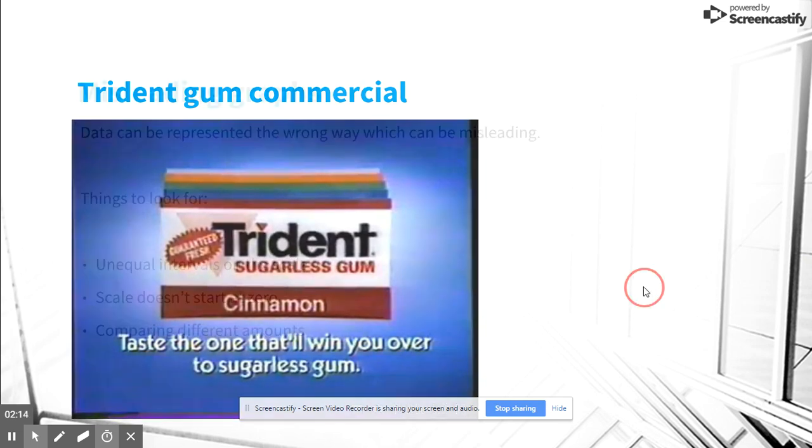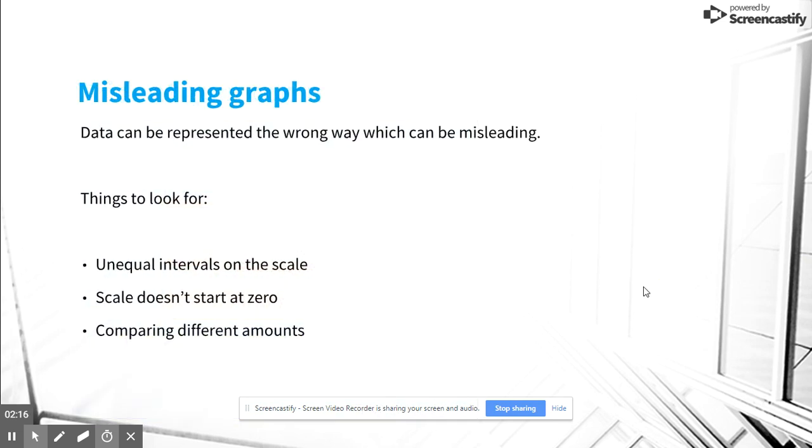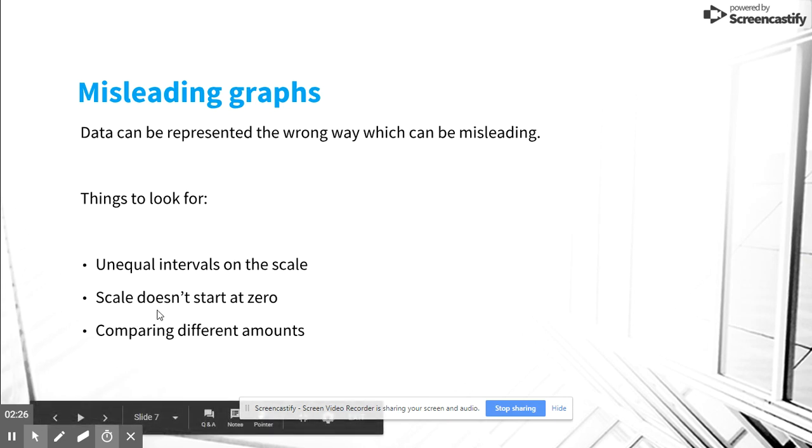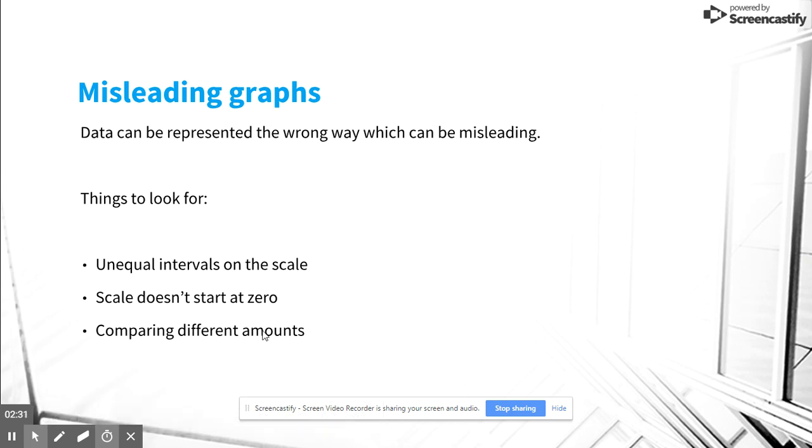So let's look at what to look for in a graph or a chart that could be misleading. Anytime you see an unequal interval on the scale, it doesn't start at 0, or when we're comparing different amounts. And I'll show you some examples of these pretty soon.